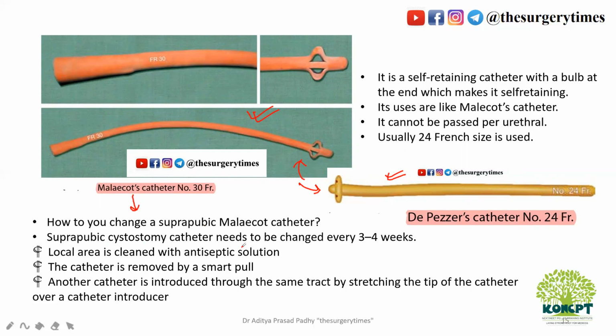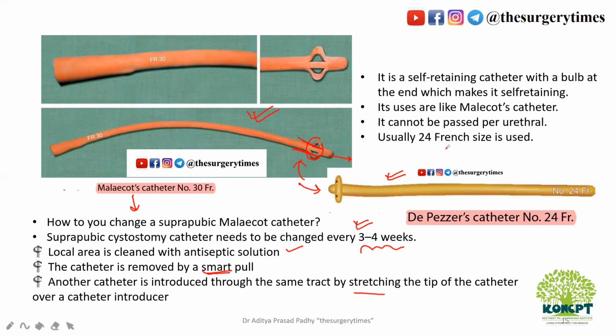Suprapubic cystostomy catheter needs to be changed every 3 to 4 weeks, around 1 month. So the local area is cleaned with antiseptic solution as with others. The catheter is removed by a smart pull, just pull it. Another catheter is introduced through the same tract by stretching the tip. By stretching the tip, it will become like a roller. The flower tip also becomes straighter, so that it will be easier to insert inside. Then again, it will revert back to the flower shape, so that it will act as a self-retaining catheter.